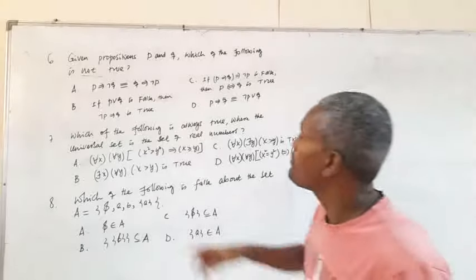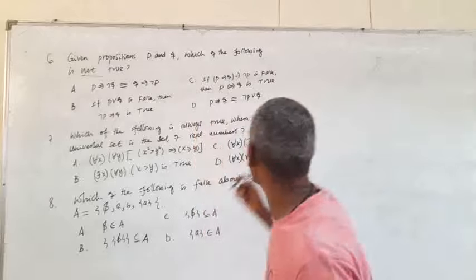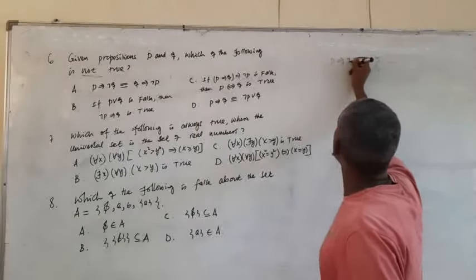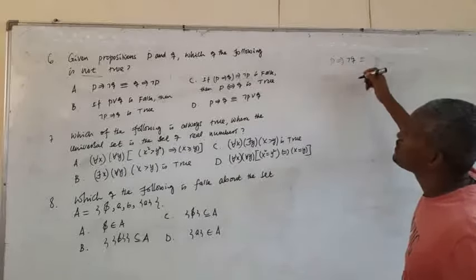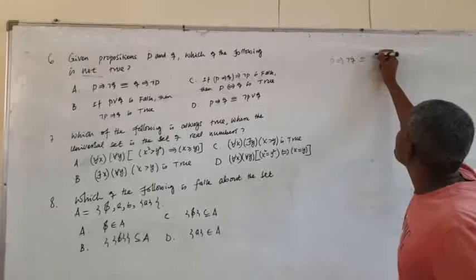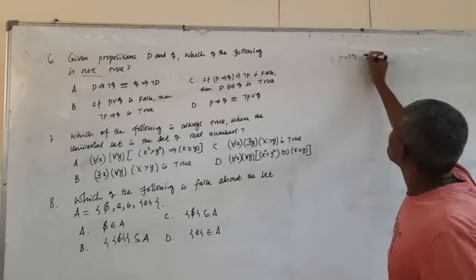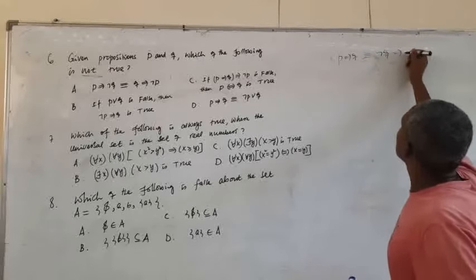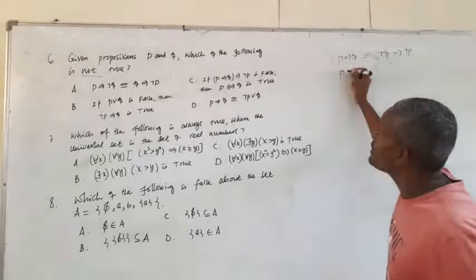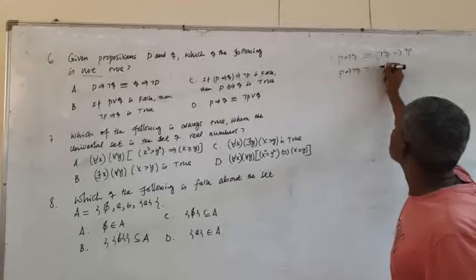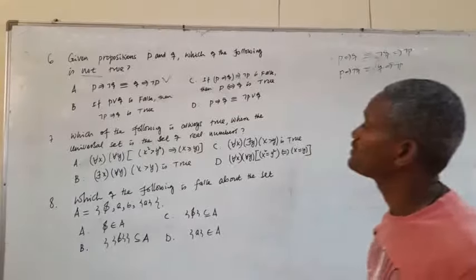The first one, P implies negation of Q is equivalent to Q implies negation of P. Clearly, P implies negation of Q, its contrapositive is equivalent to it. The contrapositive of P implies Q is what? Negation of Q implies negation of P. Is that right? So like that, the contrapositive of P implies negation of Q is Q implies negation of P. Therefore, this one is true.